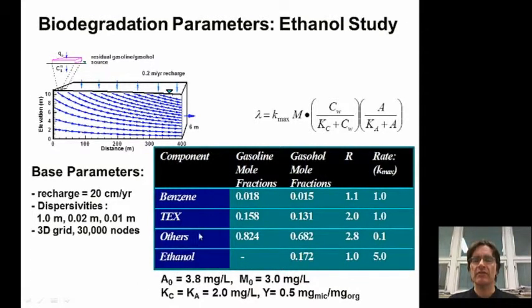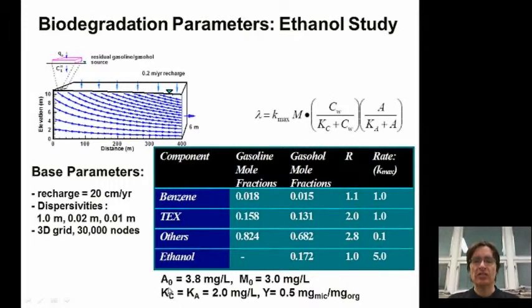So we need to define the mole fractions of each component, and we'll be comparing 2 scenarios here, one with gasoline only and one with gasoline plus ethanol. For each of these components, we will define a retardation term and a maximum biodegradation rate.